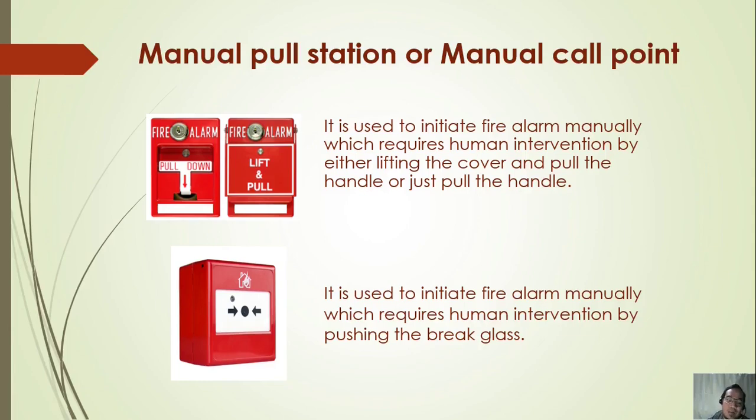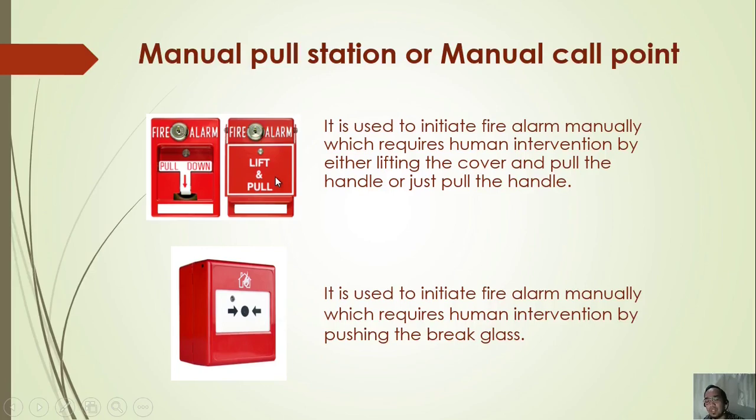When we say single action, you just need one action to trigger the fire alarm. In this one, you just need to pull down. Once you pull down this handle, it will activate the fire alarm. In double action, you have to lift this cover first, and only then can you pull the handle. This is how it works. That's why it's called double action.